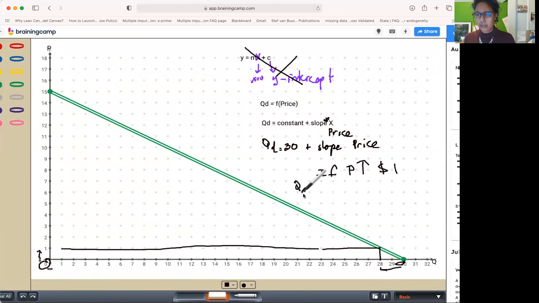So my quantity demanded is equal to 30 plus, or I shouldn't say plus, add it. What is the change when I increase the price? I have a decrease. So my slope is negative 2 times the price. So again, the slope, or the number that multiplies the price, tells me if I increase price by $1, how much will quantity demanded decrease?